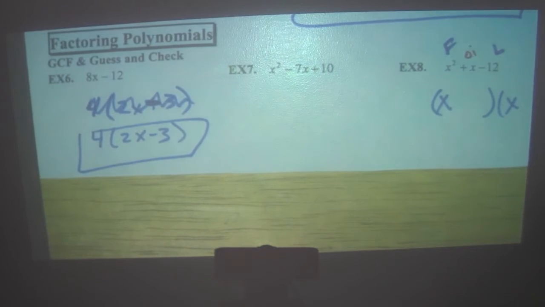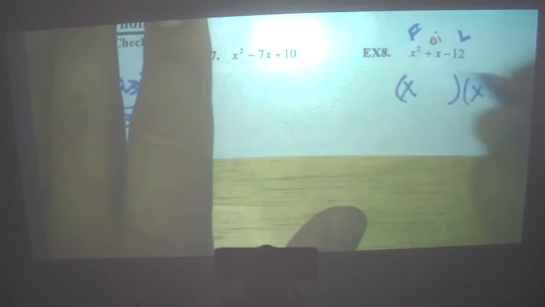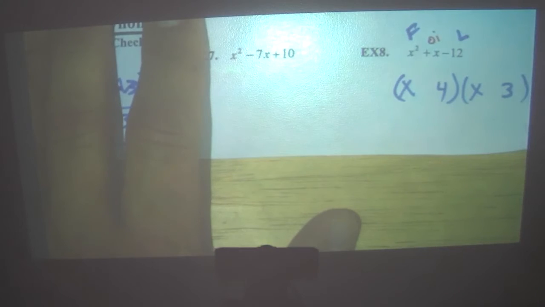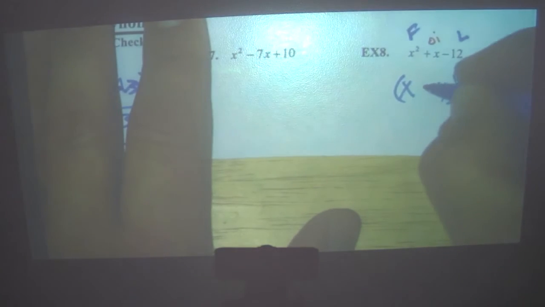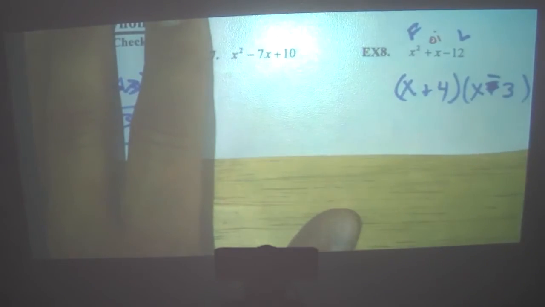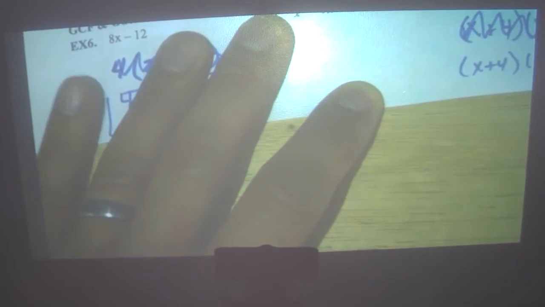So I take a look, factors of negative 12, it could be 1 and 12, 2 and 6, 3 and 4. Well, one's going to be a plus and one's going to be a minus. So what do we got here? 4 and 3. Who's the plus and who's the minus? The 4 is the plus and the 3 is the minus. Awesome. Let me write that again. x minus 3. If you tried the other way, it wouldn't work.